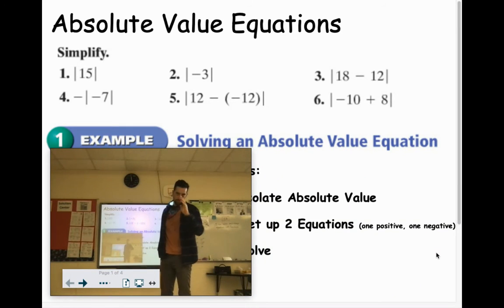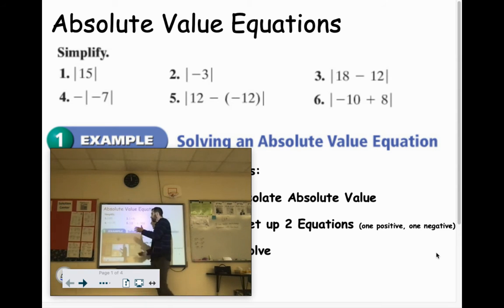Who's back, ready to do some absolute value equations? Let's warm it up a little bit here. The absolute value looks like those two little lines on the side of the number.